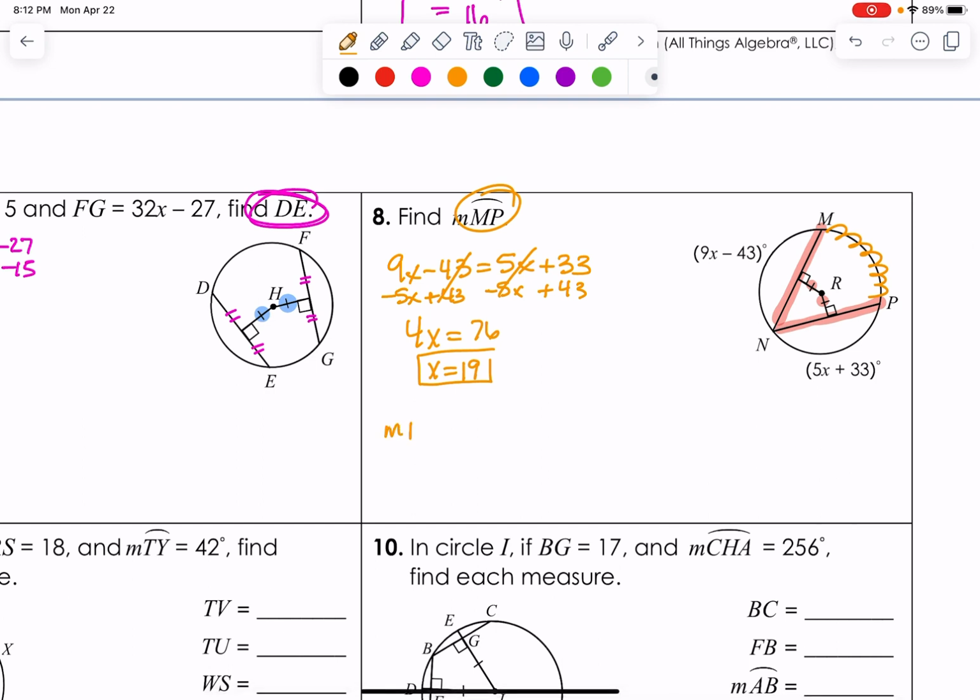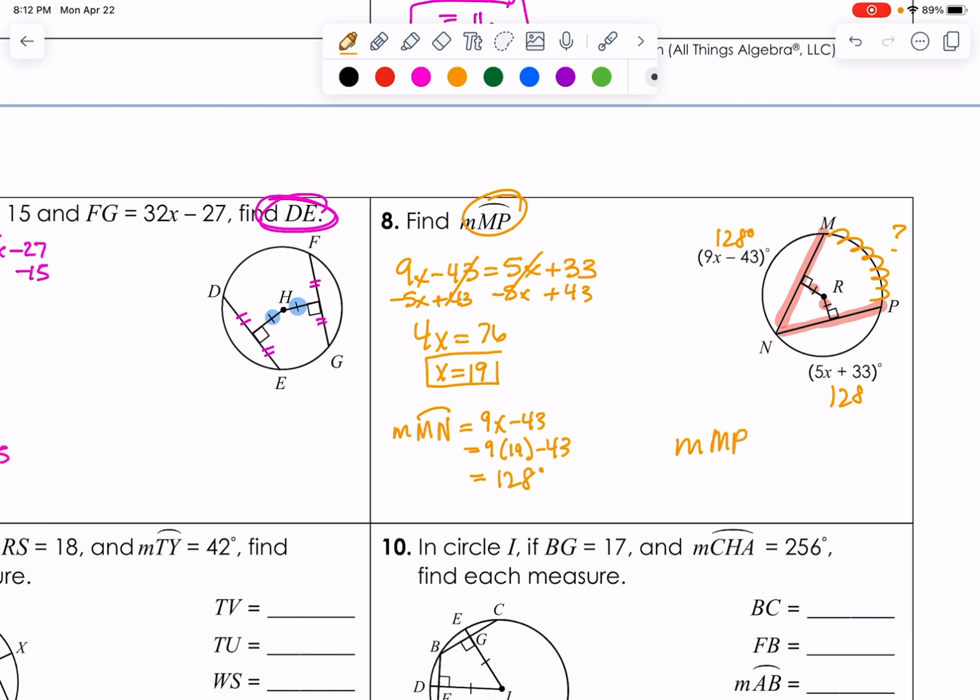So the measure of MN is 9x minus 43. That's 9 times 19 minus 43, which is 128. Okay, so this is 128, and so is this. So what's that piece? Well, the measure of arc MP, on a straight line, equals 360 minus 128 minus 128, which is 104 degrees.